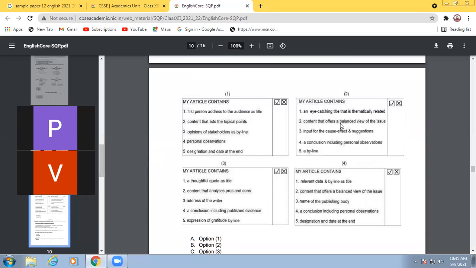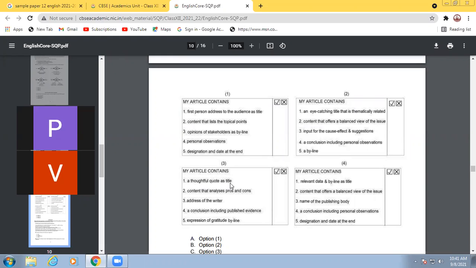So let's do the second option. An eye-catching title that is thematically related. Yes, it should be catching. Content that offers a balanced view of the issue. Balanced. Shall we go for a balanced theme? It's not a debate. It's about stopping cruelty, validated by examples. So, we are not going to talk about a debate, isn't it? Let's see the third option first. If we don't get anything over there, then we come back to the second.